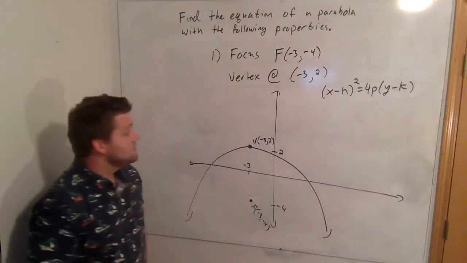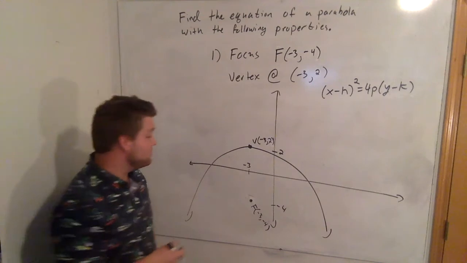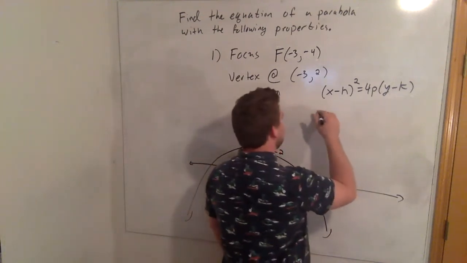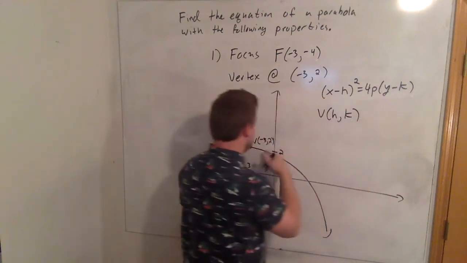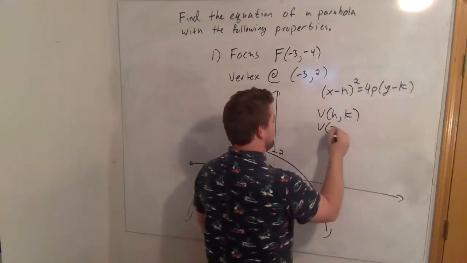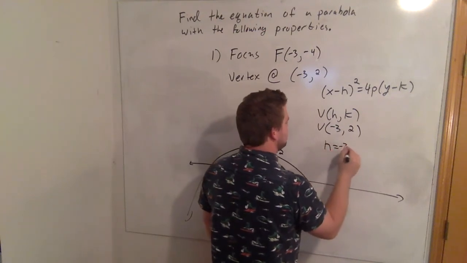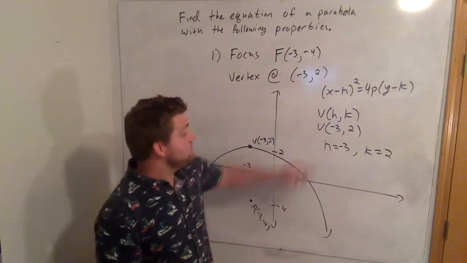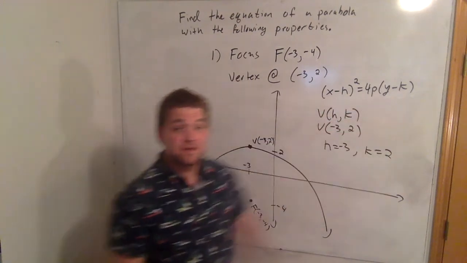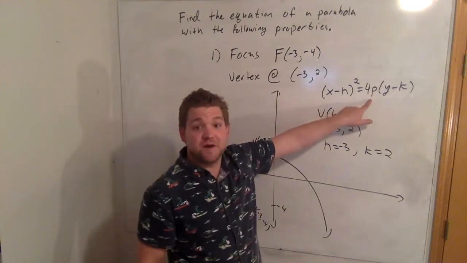The h and the k tell us about the vertex, so we actually already know those values. The vertex has coordinates h and k. Since the vertex has coordinates -3 and 2, we know that h has got to be -3 and k has got to be 2. So we can fill in those two spots. The only thing that we don't know is what our p-value is.